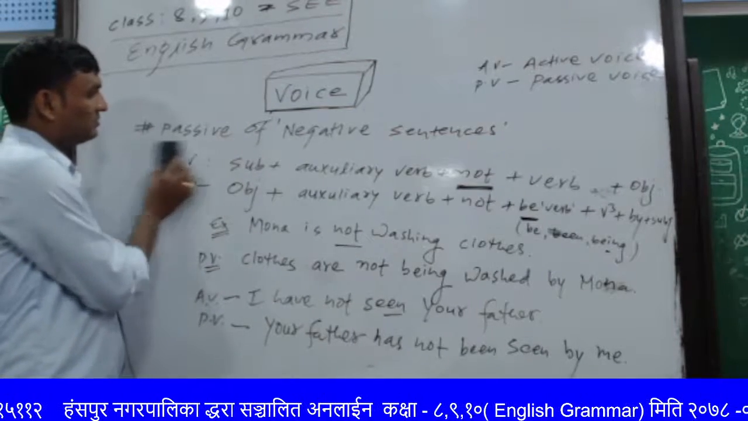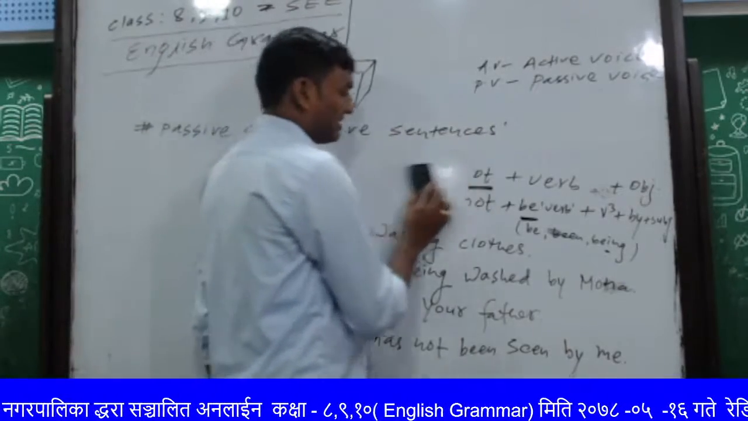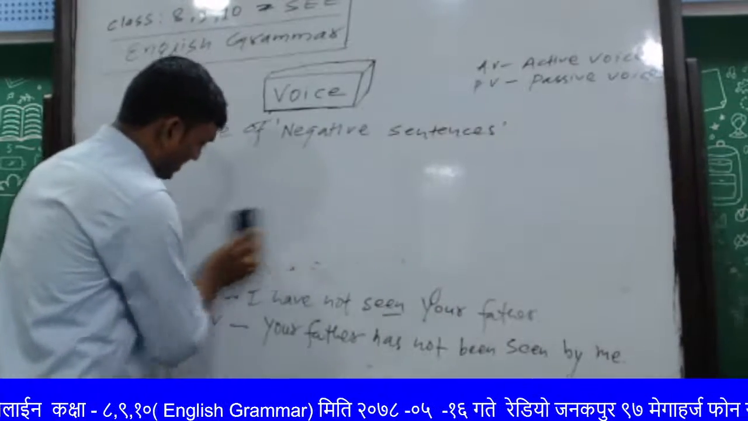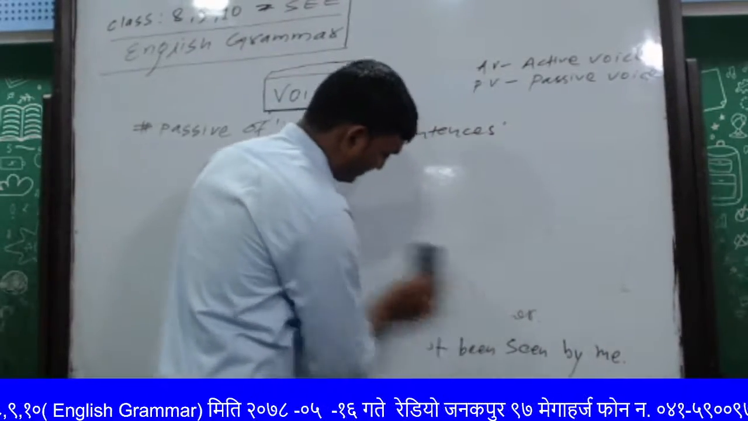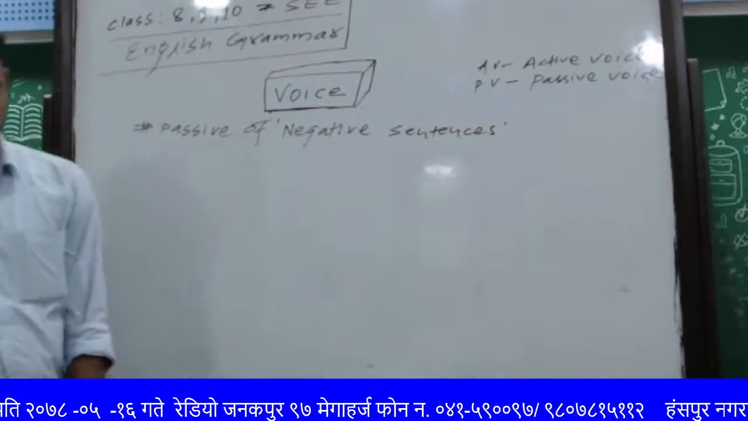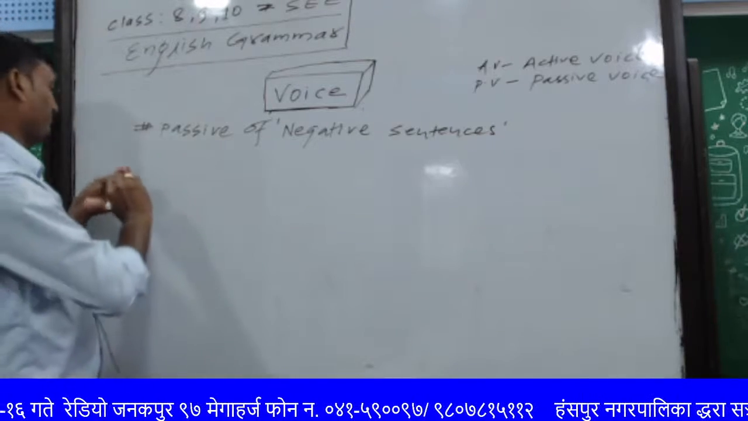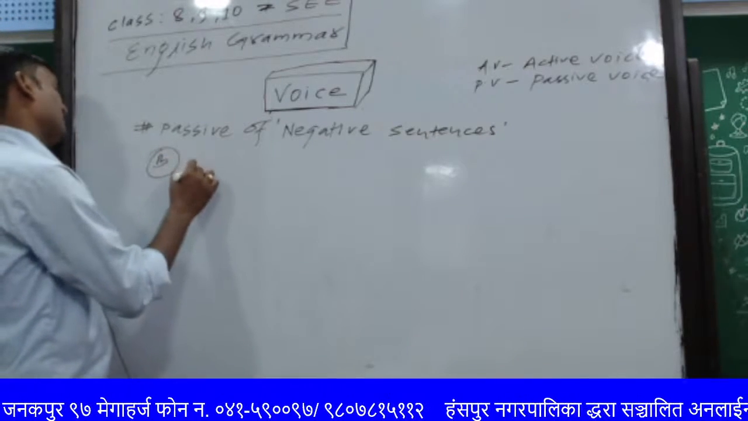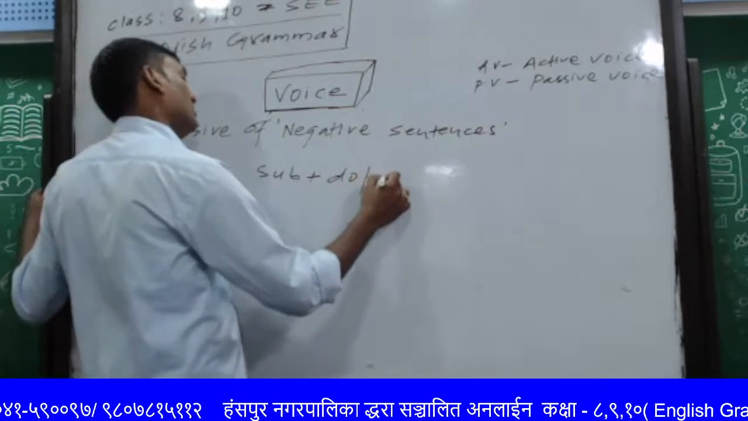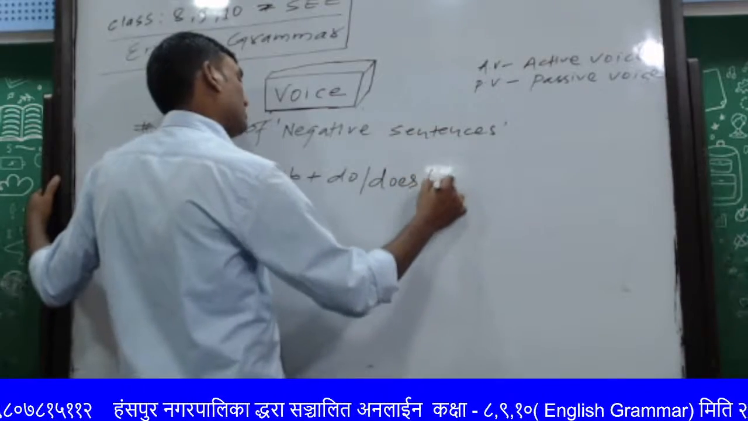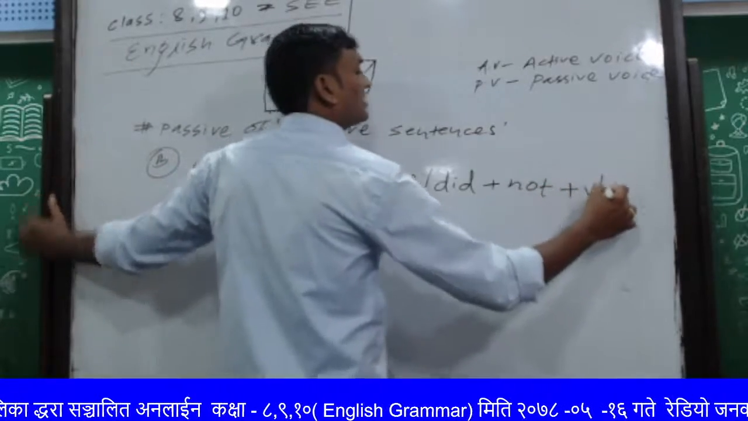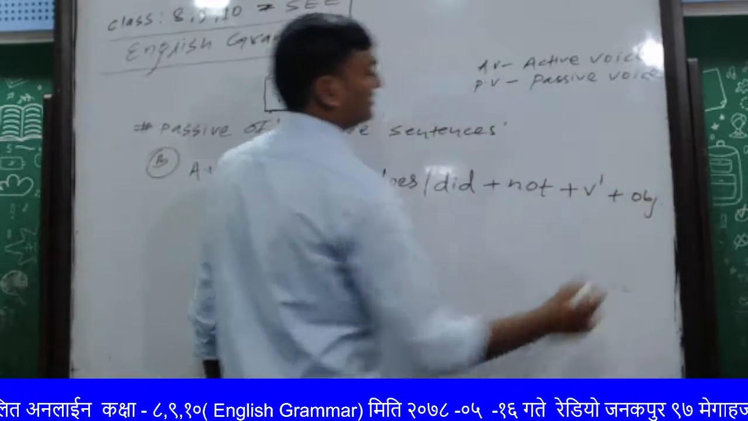Then we are going to the second passive of negative sentence. The second passive means after do, does, did plus not. So number B. In B, active voice: subject plus do or does or did plus not plus V1 plus object.